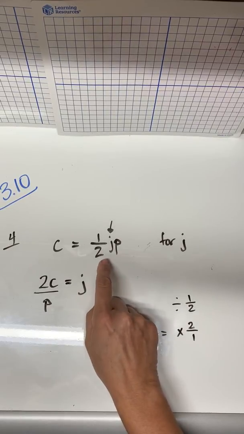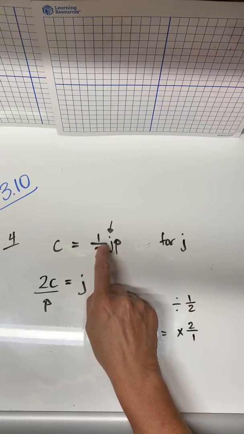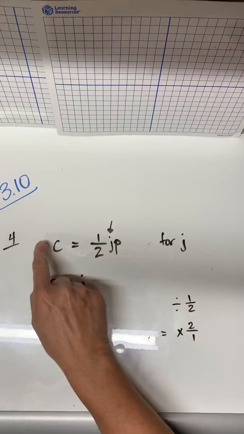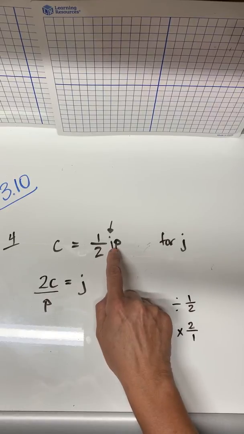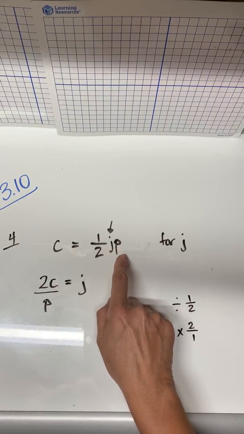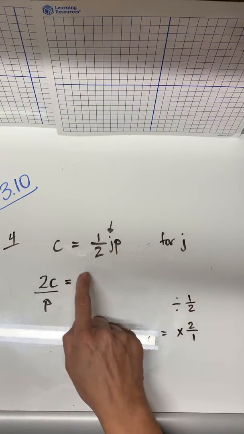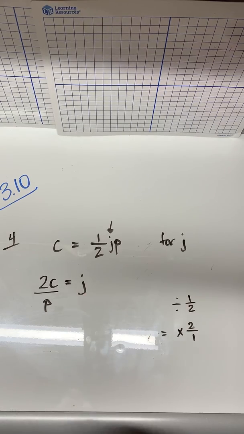So just to recap, the 2 is in the denominator, which means divided by, so I'm going to multiply by the 2, which puts it up next to the C. The P was being multiplied by the J, so the opposite is divide by the P, and all that's left is the J, which is what they were wanting.